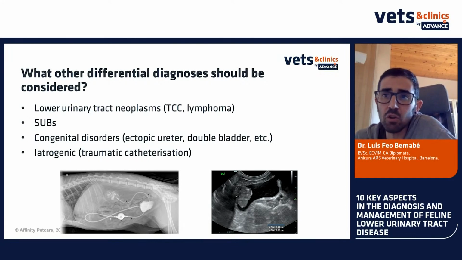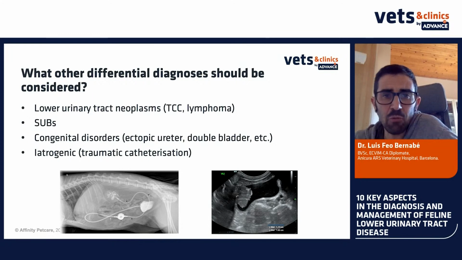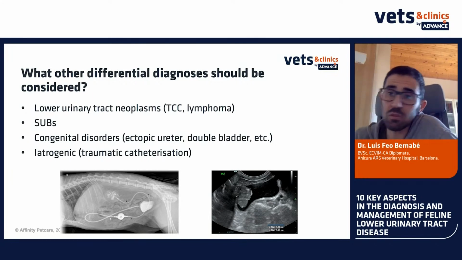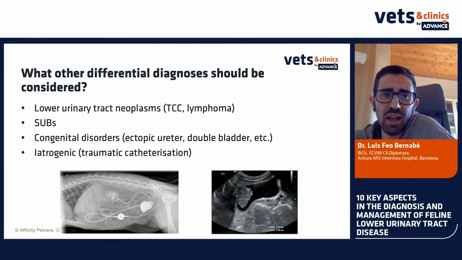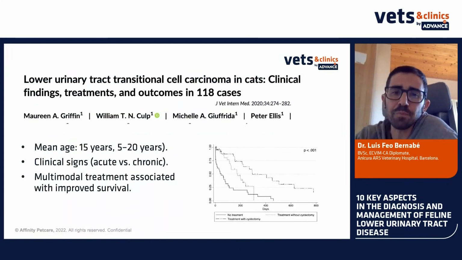Congenital disorders are not common, but you have to think of them when you have a young patient with these urinary clinical signs. And for sure, if this patient has been catheterized many times, or even sometimes only once, you can have iatrogenic rupture of the urethra or stenosis of the urethra.